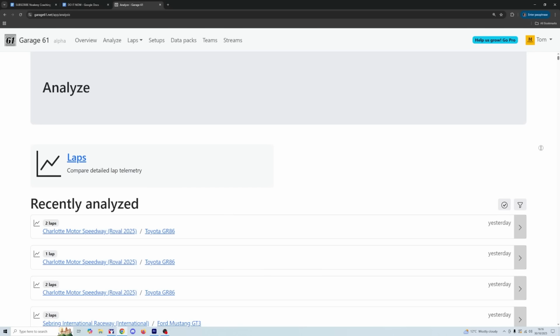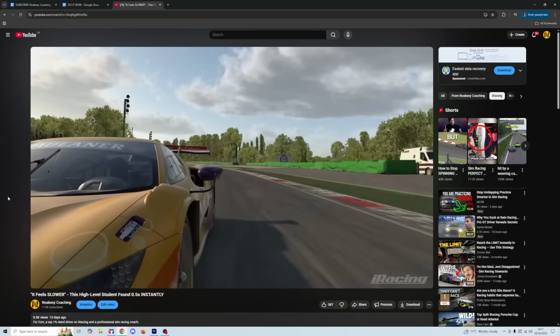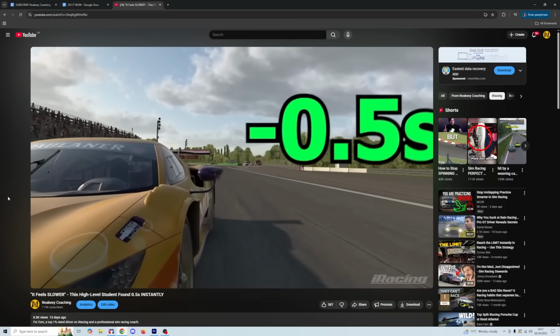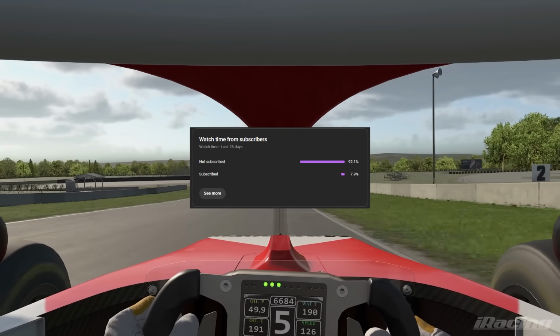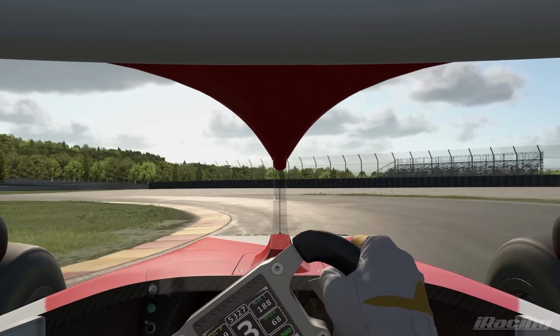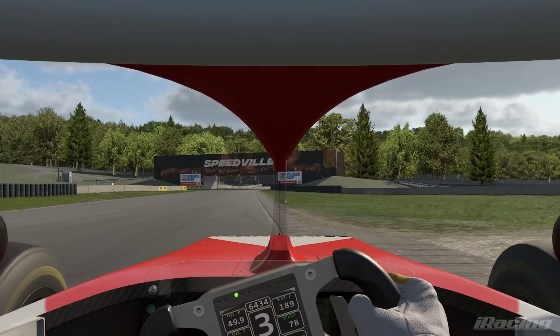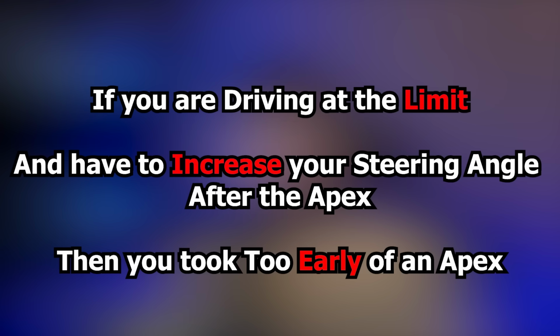I've analysed a lot of telemetry, spent hours watching the onboards from the fastest drivers, and coached hundreds of students around countless circuits. But in 99% of normal corners, we can use the position of the peak steering angle to identify instantly if we are apexing the corner too early or not. And the way to do this can be summed up in just one sentence. As long as you're driving at the limit of grip, if you have to increase the steering angle after the apex, then you apexed the corner too early.